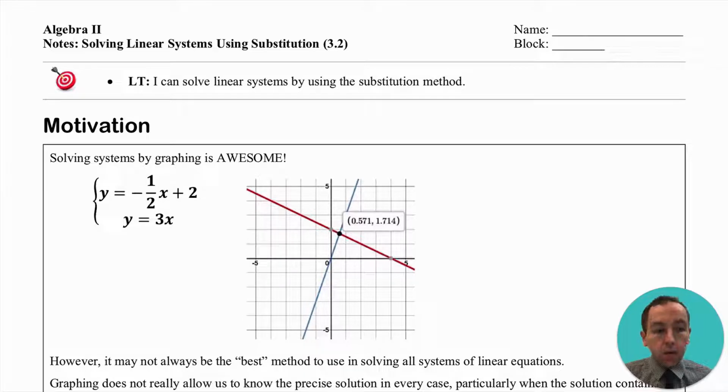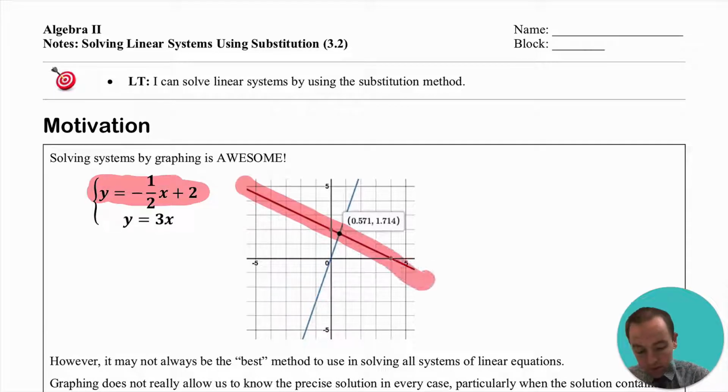As we saw in the previous section in which we were solving linear systems, specifically by graphing, it was a great tool to be able to solve certain particular linear systems. So in this example right here, this red condition is the line that's graphed right there in the red, and then this blue condition right here is the line that's graphed right there in the blue.